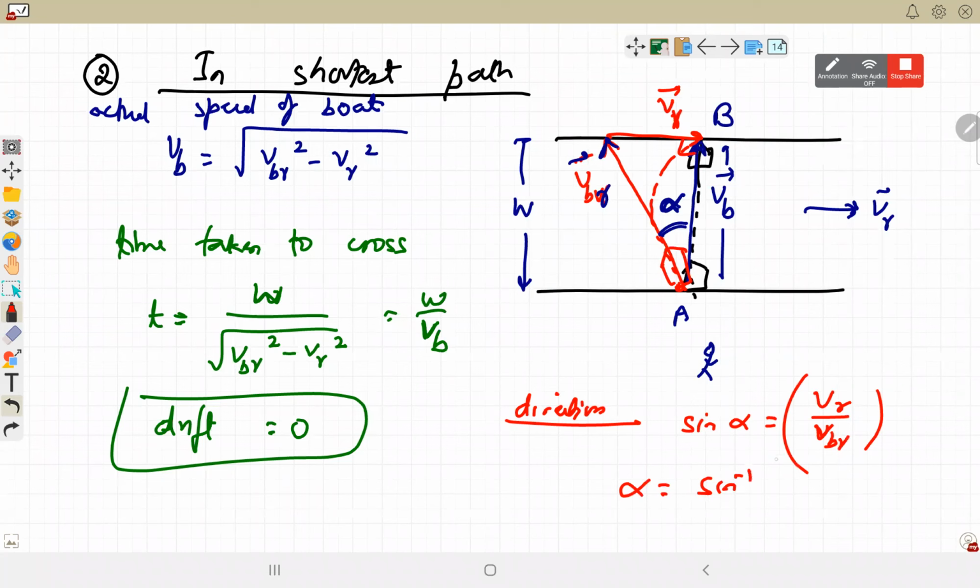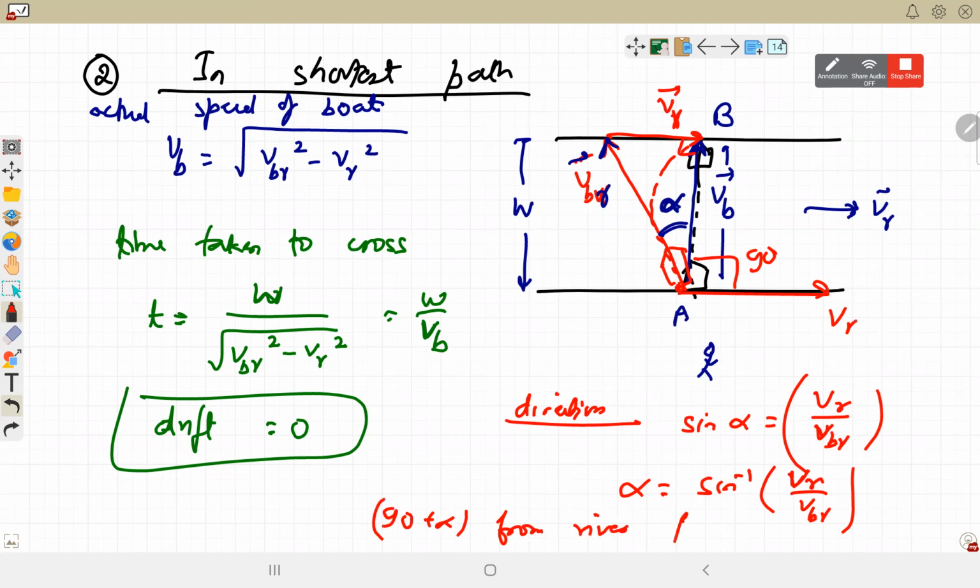Perpendicular से इतना एंगल पीछे की तरफ upstream, sin inverse VR upon VBR, या फिर रिवर के फ्लो की डायरेक्शन से 90 plus alpha. 90 plus alpha from the river direction, from river flow, or alpha from perpendicular in opposite direction, in upstream direction.